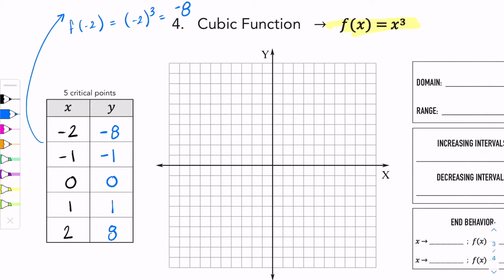When I plot these values, I have a point at negative 2, negative 8; negative 1, negative 1; 0, 0; 1, 1; 2, 8. Connect these points with a continuous curve, and that's what your final graph looks like.